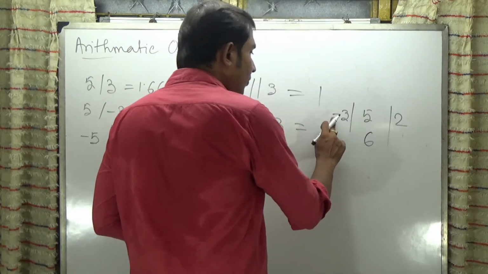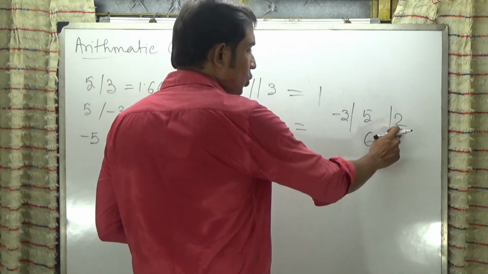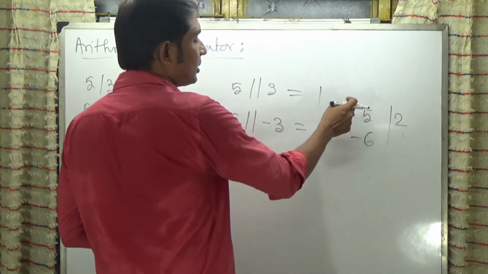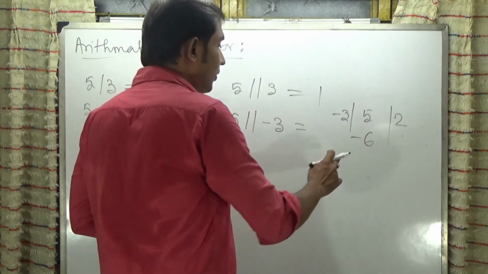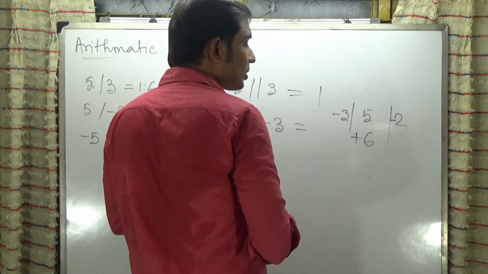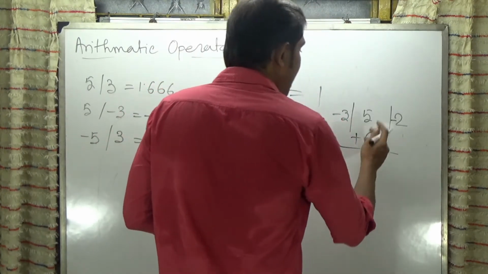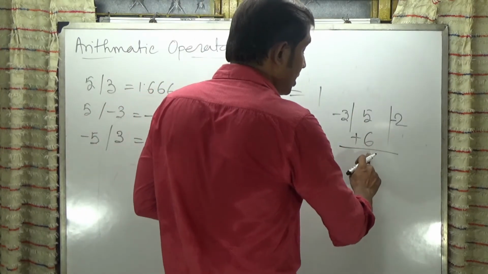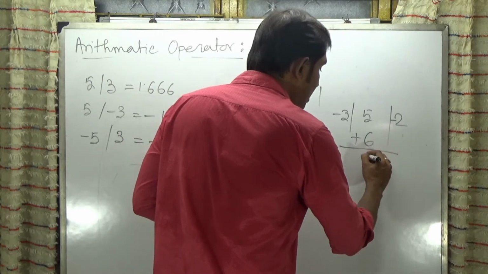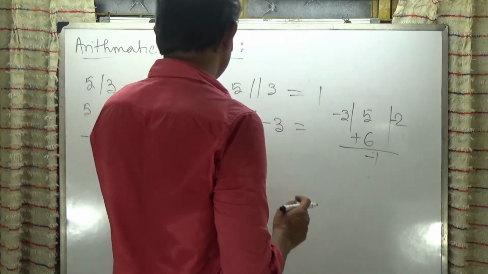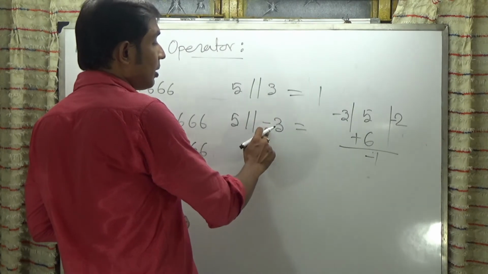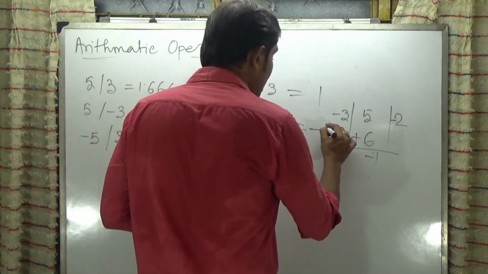But if I multiply -3 with 2, then the result will be -6, but there is a plus sign. To keep the sign in this dividend the same, we must give an extra minus sign here so that this 6 becomes positive. As 5 is the smaller value and 6 is the bigger value, the remainder becomes -1. So if I divide 5 by -3 using floor division, the quotient is -2.